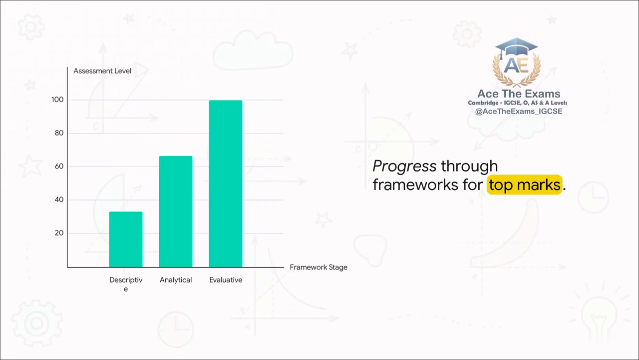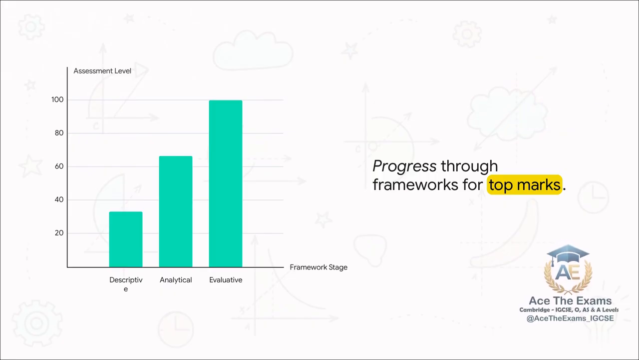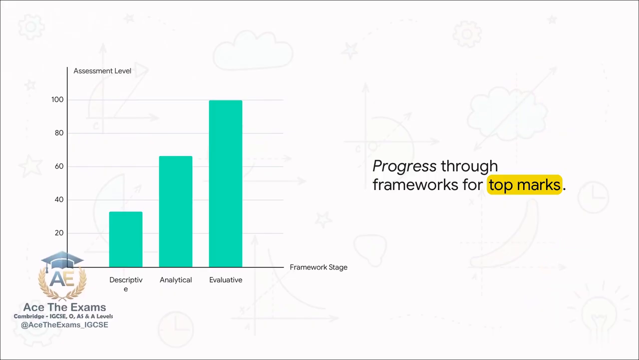To hit the highest order assessment objectives, you have to progress through 3 distinct framework levels. The lowest level is descriptive. This is where you just list the derivative formula. You write it down and move on. It gets you minimal marks. It shows you memorize something, but not much else.